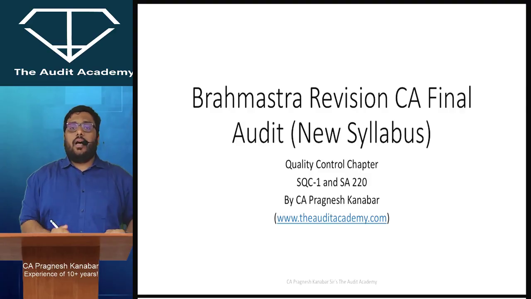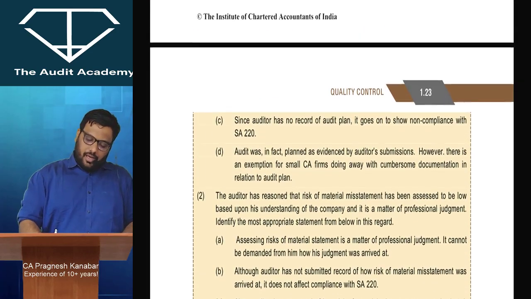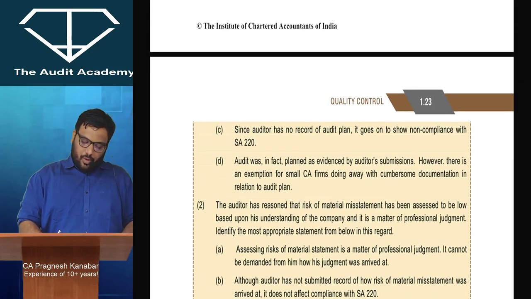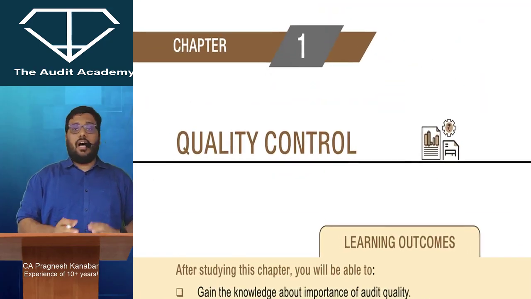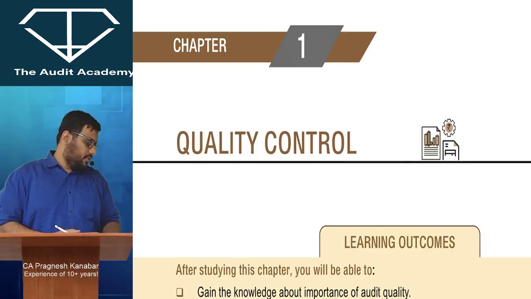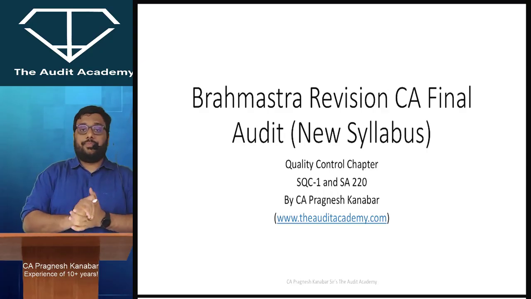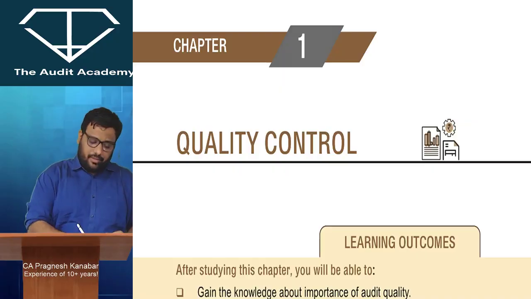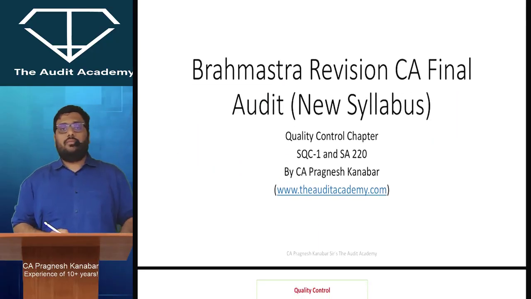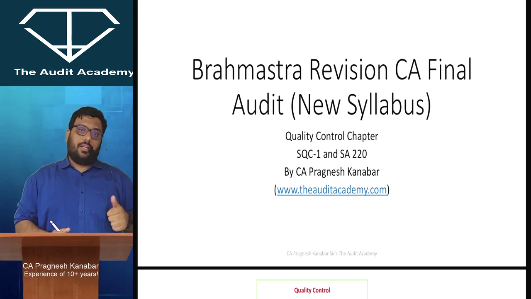We are going to cover the quality control chapter of CA Final Audit, which is the very first chapter in your module. Although it does not come as the very first revision video in my series, I prefer it after the discussion of SA 700 to 706. Now, if you see your CA Final module, this is your first chapter. And when it comes to quality control, there are two standards. One is SQC1, the second one is SA 220.